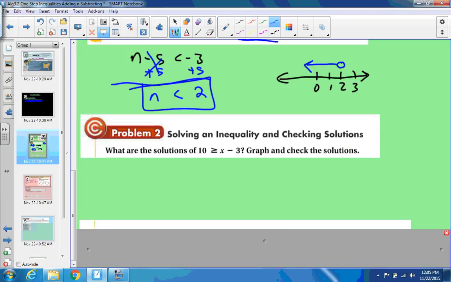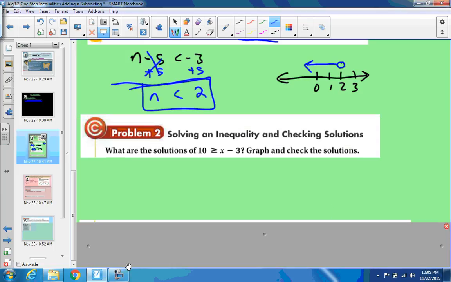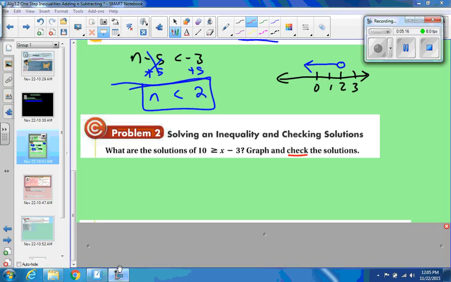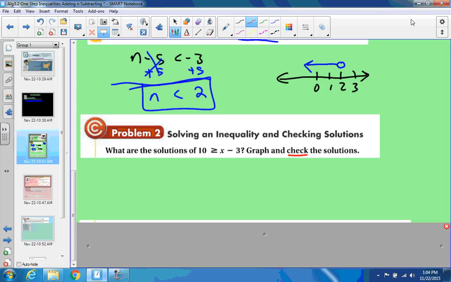Alright, I have two more examples, and there's one thing that's different in the directions. You have an inequality, but it says graph and check. So I'll show you how to check the solutions, kind of like we did in section 1. So let's solve it first, and we'll graph it and we'll check it.